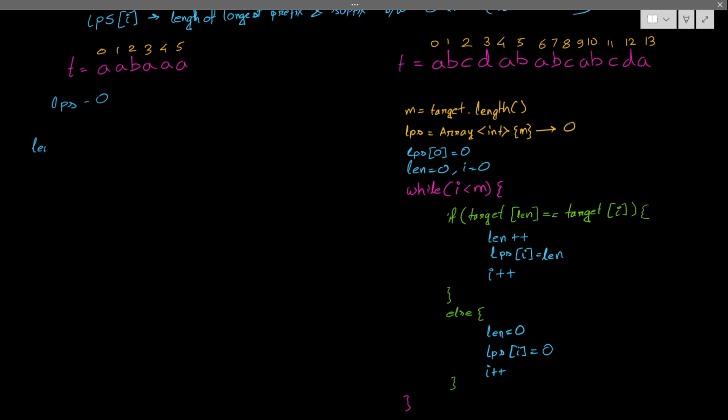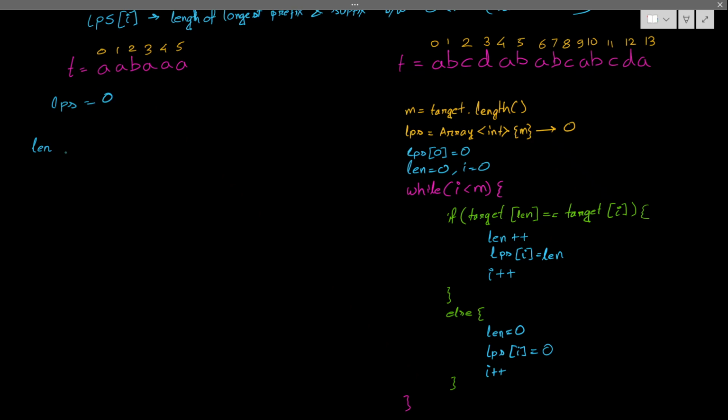So my current length is 0, and this is my ith index, right? At the ith index, what is the length? Length is 0. Is it the same? The ith index character is A, and this character is also A. So both are the same. Whenever both are the same, I will do length plus 1. The same length I will put here, and I will increment I, right?